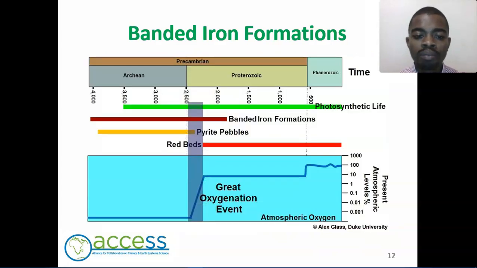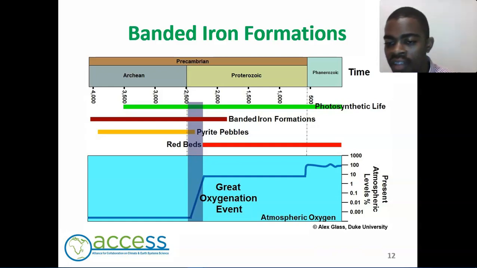So this graph right here basically summarizes the great oxygenation event. Looking at the x-axis, on top there we have time. If you're on the left, you're more in the past; towards the right, you're coming towards the present. And underneath that, you have the numbers in millions of years ago. And then below that, we have the colored lines, which show us the beginning and end of various organisms and formations. And at the bottom, we can see on the y-axis, present atmospheric levels.